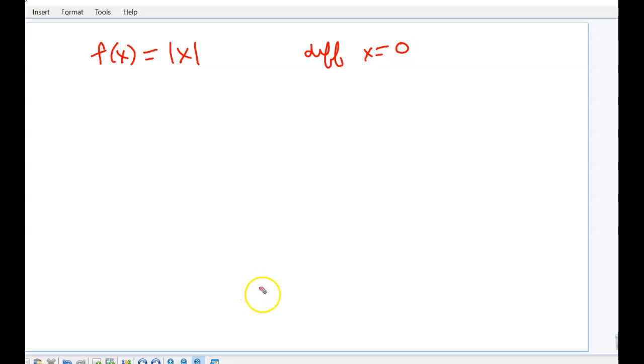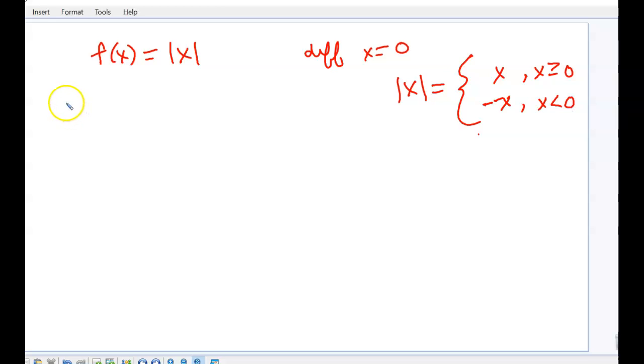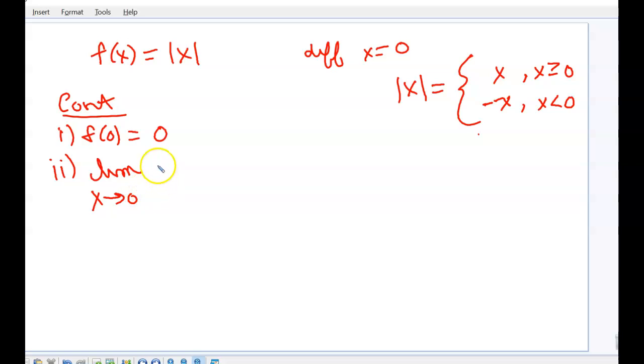Well, first of all, we have to figure out if the function is continuous at x equals 0. And again, we know the definition of absolute value of x is going to be equal to x if x is greater than or equal to 0, or negative x if x is less than 0. So to figure out if it's continuous, I have to show, number 1, that there is a value of the function at 0, and it's 0. Second, is there a limit as x approaches 0?